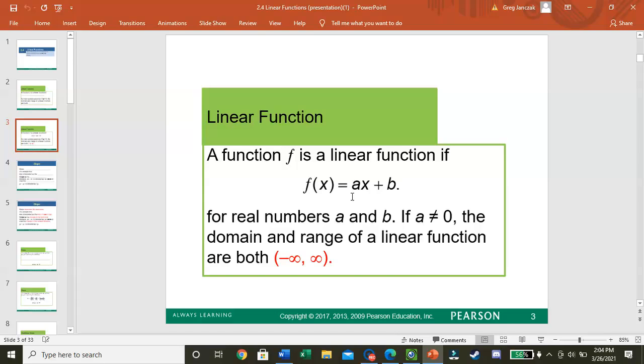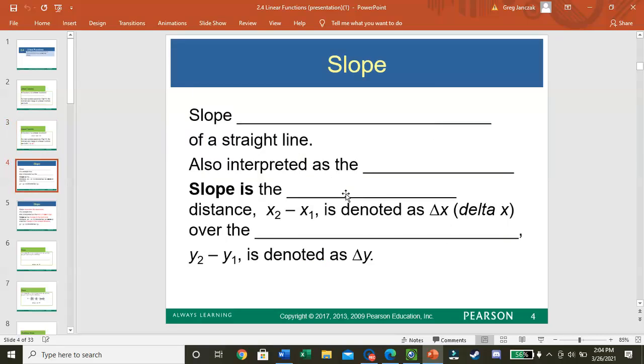The domain and range are both negative infinity to infinity. No restrictions on the domain, as long as the linear function is not completely vertical or completely horizontal. As long as the function is not vertical or horizontal, then the domain and the range are negative infinity to infinity. Okay, let's take a look at the next slide.